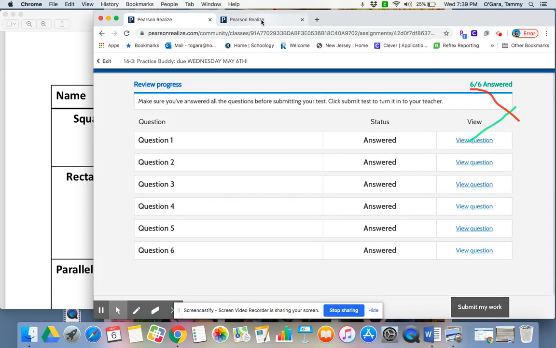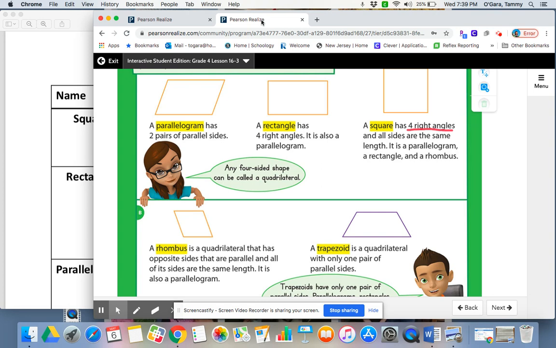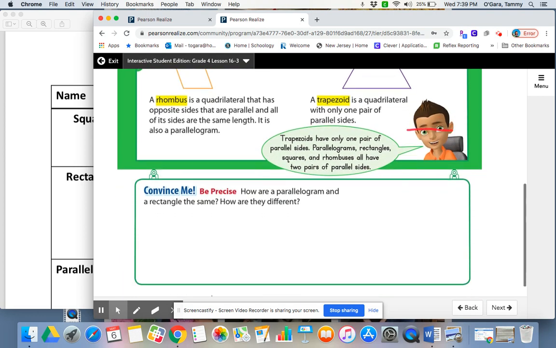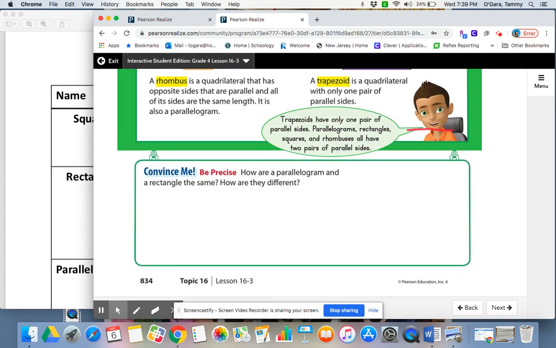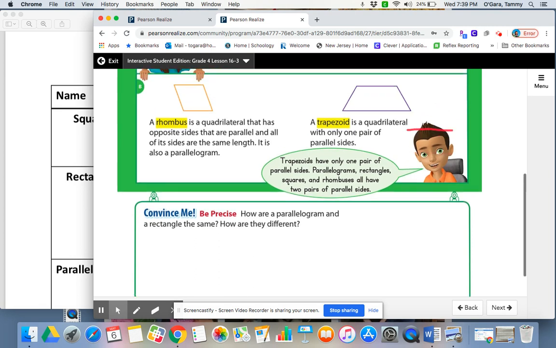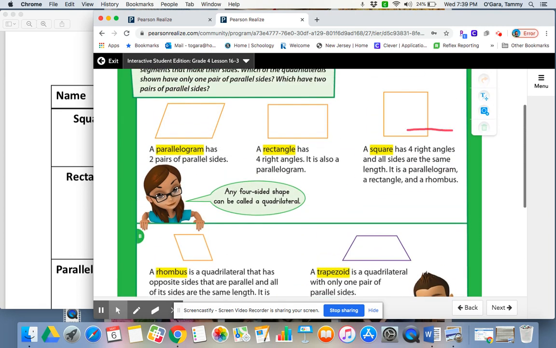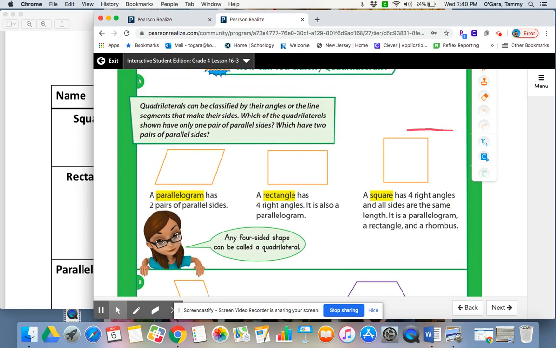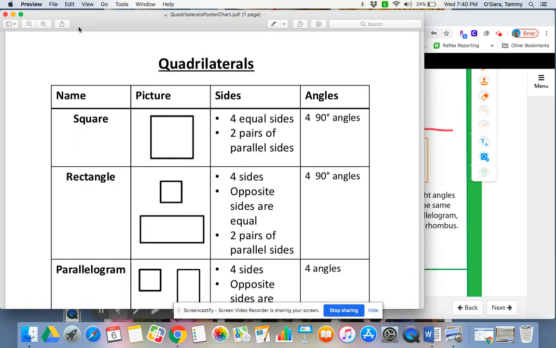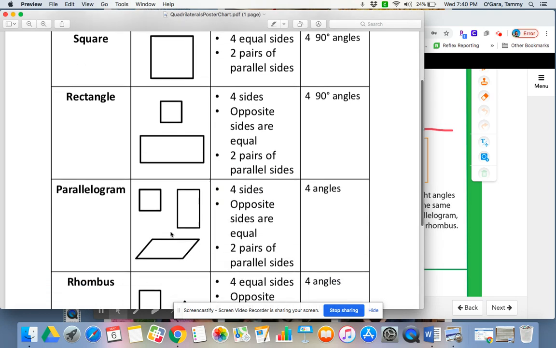Okay, so I just went over the questions from the practice buddy. You are going to have a second practice buddy today and the quick check, I believe. Please use this chart on page 834 in your book to help you when doing it. Look at the different characteristics that the book is giving you for each shape, see which ones it fits. Also use this chart here because again, it shows what other shapes a shape can be.